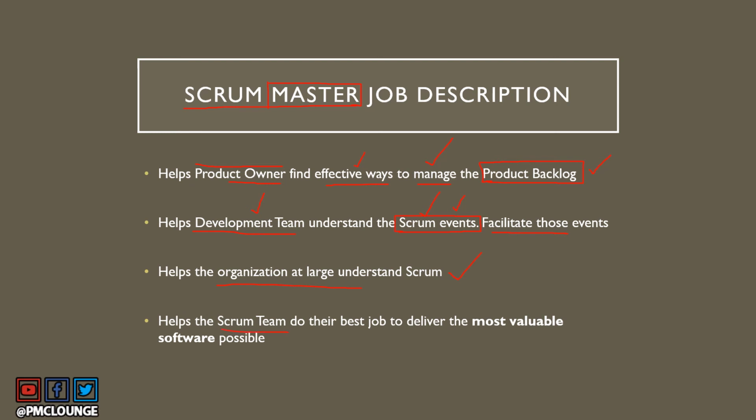Help the Scrum team to do their best job possible to deliver the most valuable software possible. As simple as that. This is where all those expectations from a Scrum Master come into the picture, where you're expected to get things done, you're expected to collaborate with cross-functional teams, and you're expected to remove any impediments that the Scrum team is facing. So all of that you do to ensure that the Scrum team does its best job possible to deliver the most valuable software possible. I hope you realize how important this job role of a Scrum Master really is.